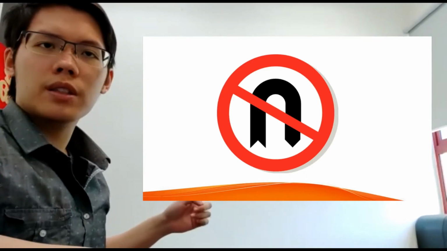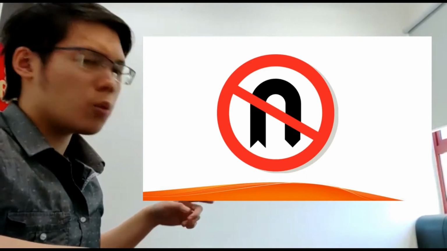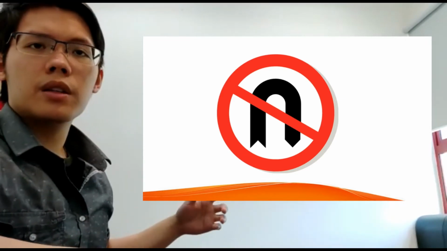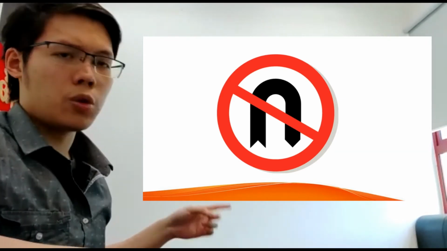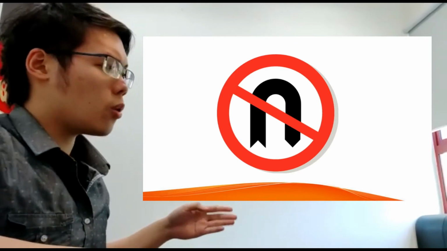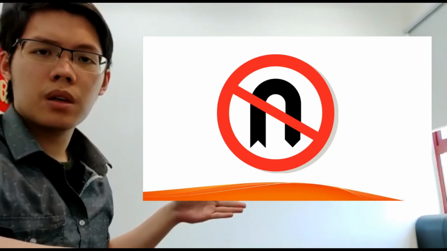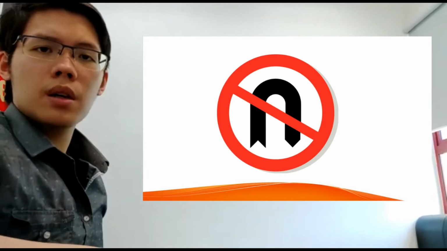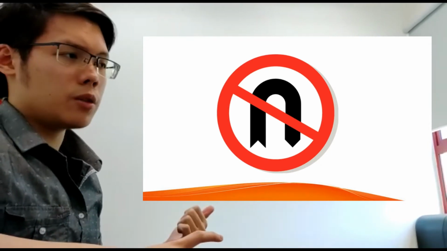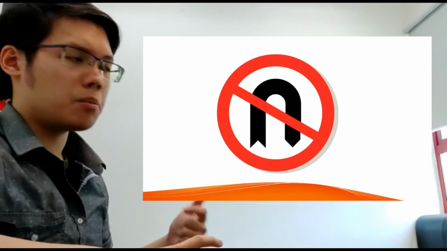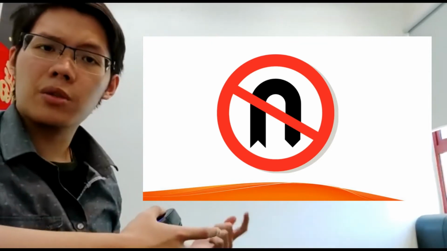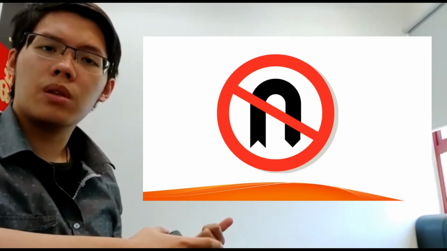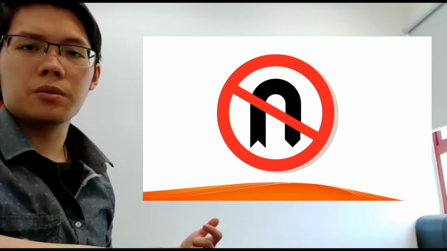Let us take a look at this sign here. What does it tell us? We can tell that this is a no U-turn sign. So, while driving in this area, we are not allowed to make a U-turn. So just by looking at this sign, we are able to understand the message that it is trying to tell us. This is an example of visual communication.